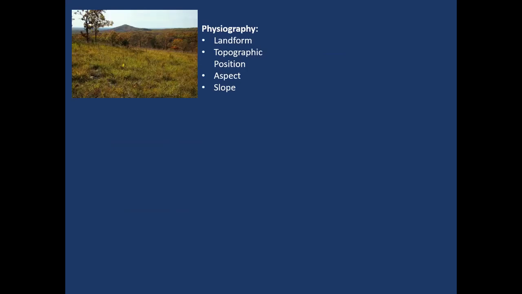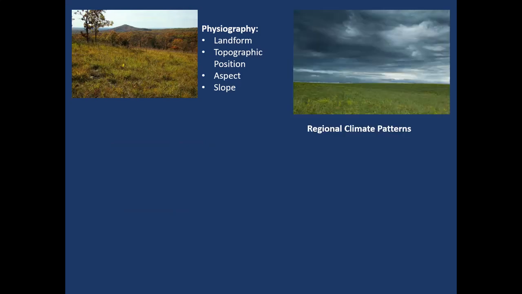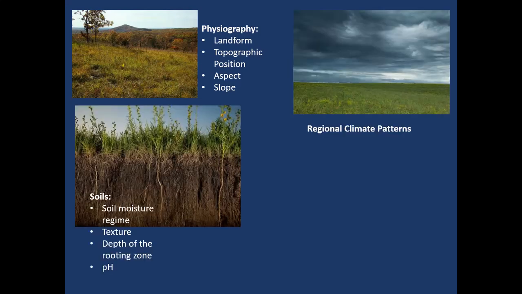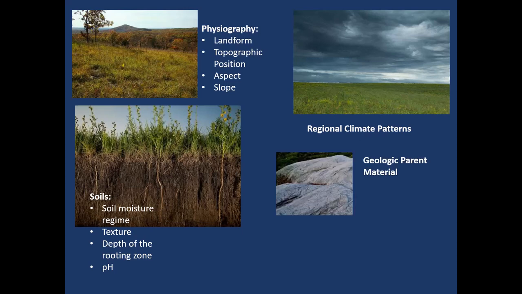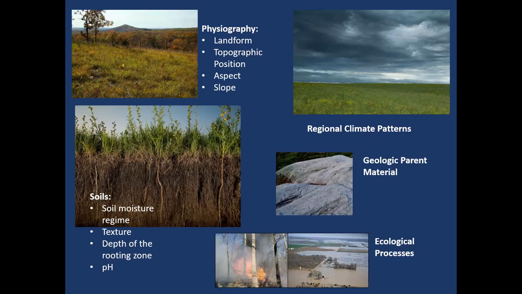To reiterate, our terrestrial natural communities are defined by physiography, including landform, topographic position, aspect, and slope, regional climate patterns, soils, including the soil moisture regime, soil texture, the depth of the rooting zone, and the soil pH, geologic parent materials, and those ecological processes.